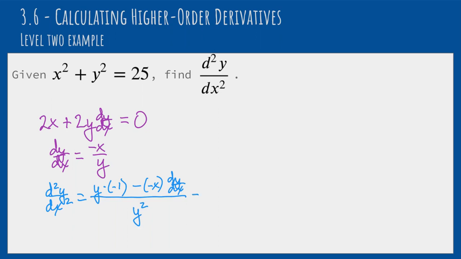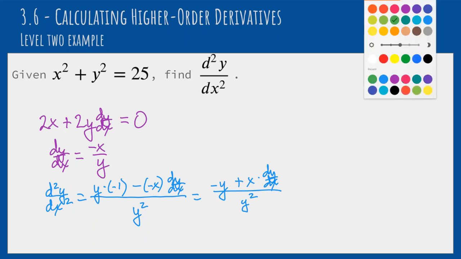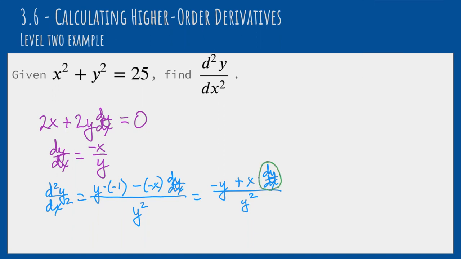So let me clean this up a little bit here. We're going to have negative y plus x times dy/dx all over y squared. Now, this is the second derivative with respect to x, but it's not an okay answer because we have that first derivative involved in our answer, and we know what the first derivative is, so we can replace it. So this is going to equal the opposite of y plus x times negative x over y, all over y squared.